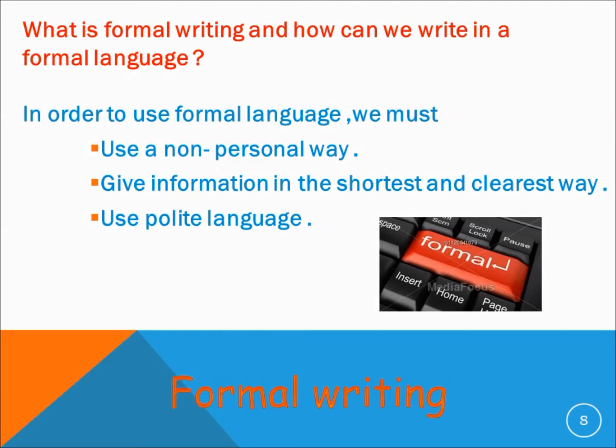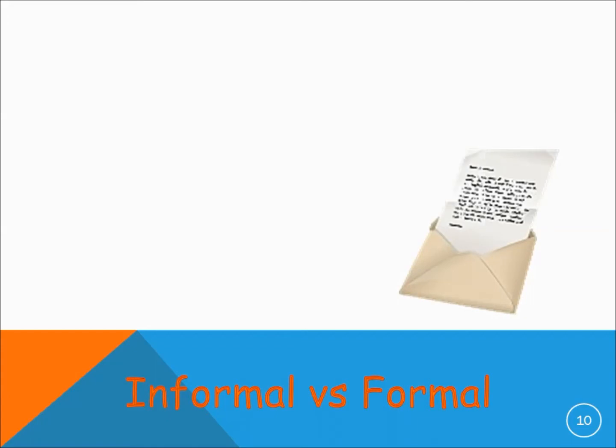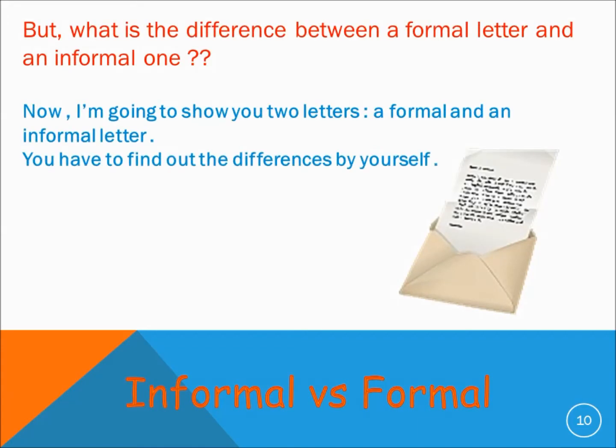So, let's remember together first the 5 parts of a letter and then apply them to formal and informal letters. We have heading, greeting, body, closing, and signature. Perfect. Again, the parts of a letter are heading, greeting, body, closing, and signature. Super. So, what is the difference between a formal letter and an informal one? In order to answer this question, I'm going to show you 2 letters, a formal one and an informal one, and you have to find out the differences by yourself. Let's have a look.